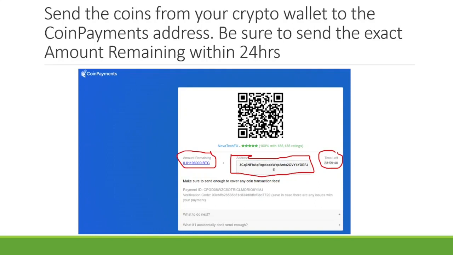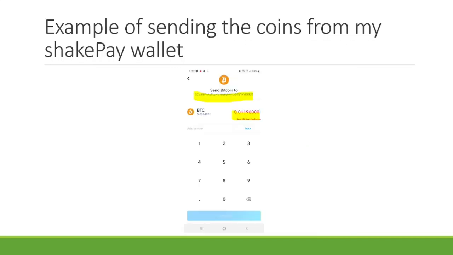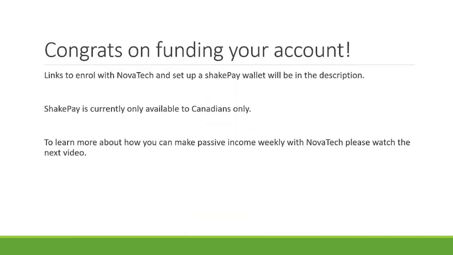Okay, so you can keep this page open, and normally the transaction shouldn't take too long. It might take an hour or two, but within 2 hours usually they receive the coins. Once they receive it, this page will turn to paid, and at that point you will know that the payment has been successful and has gone through. So once you've done that, congrats, you have now successfully funded your Novatech PAMM account.